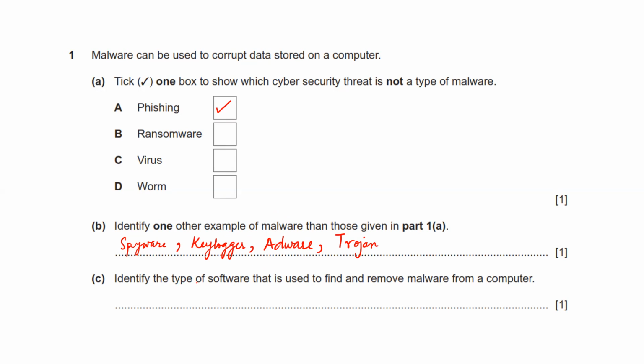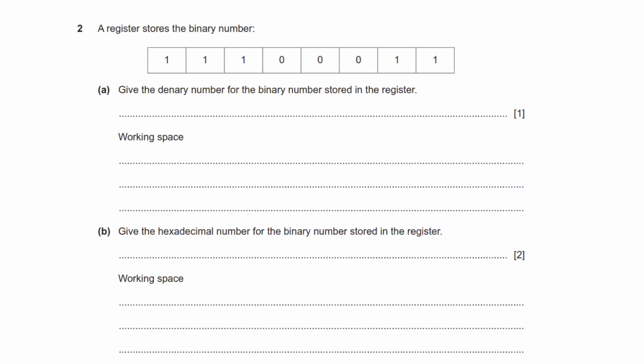So then part C, identify the type of software that is used to find and remove malware from a computer. So the software that can be used, anti-malware software. Anti-malware software is the one that is used to remove malware from the computer. So moving ahead, it says question 2, a register stores a binary number. So this is now my binary number. Give the denary number for the binary number stored in the register.